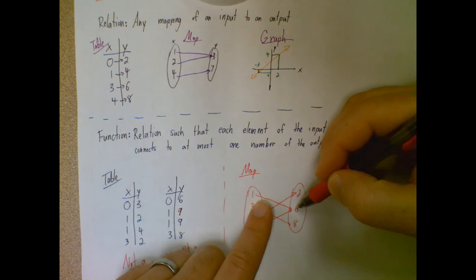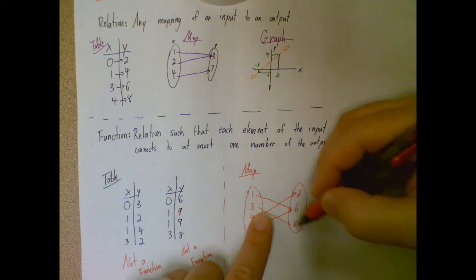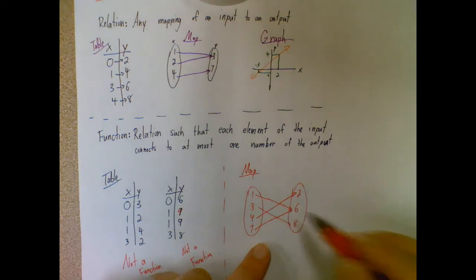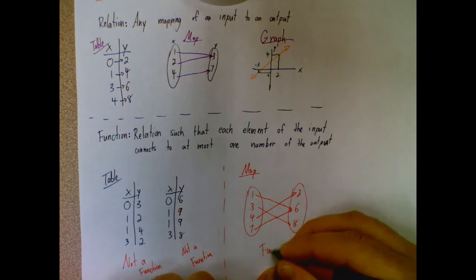1 is going to 6, and that's it. 3 is going to 8, and that's it. 4 is going to 2, and that's it. And 7 goes to 6, which is that it. So this is a function.